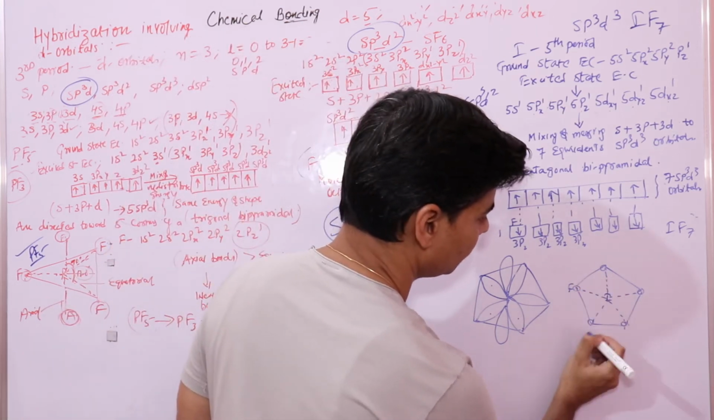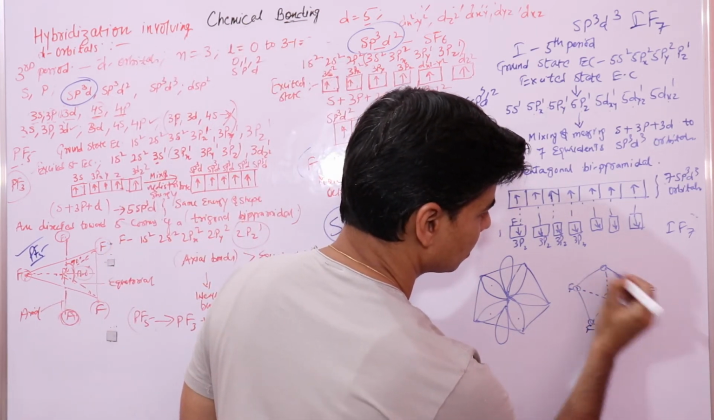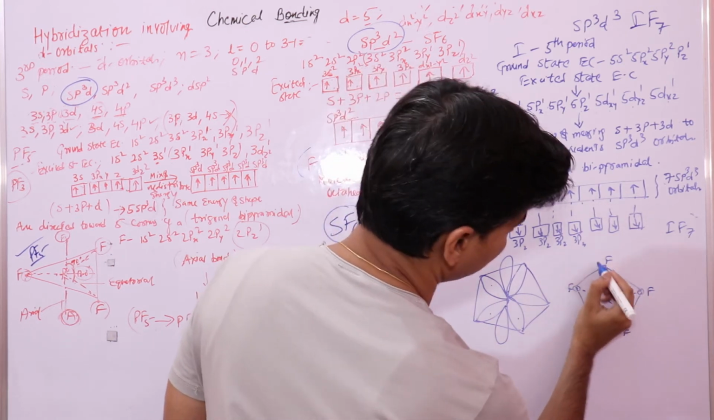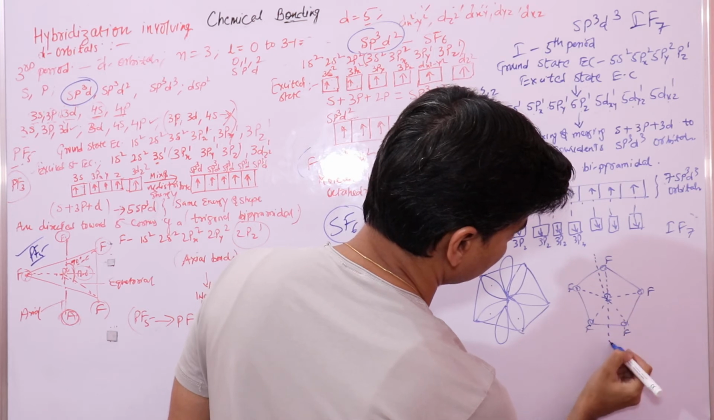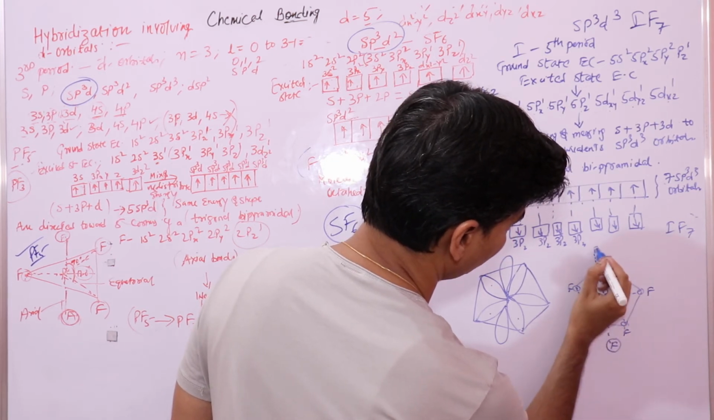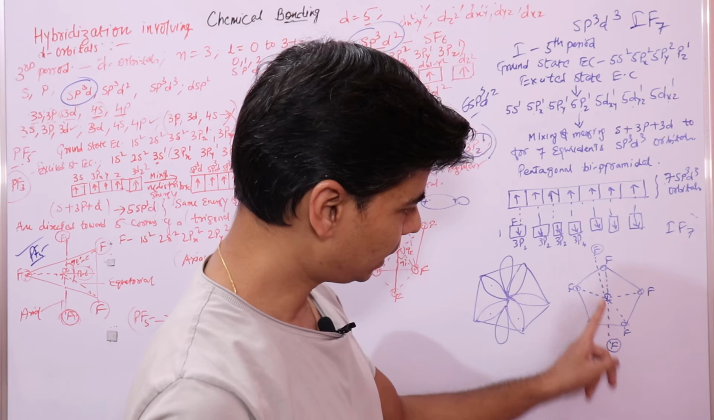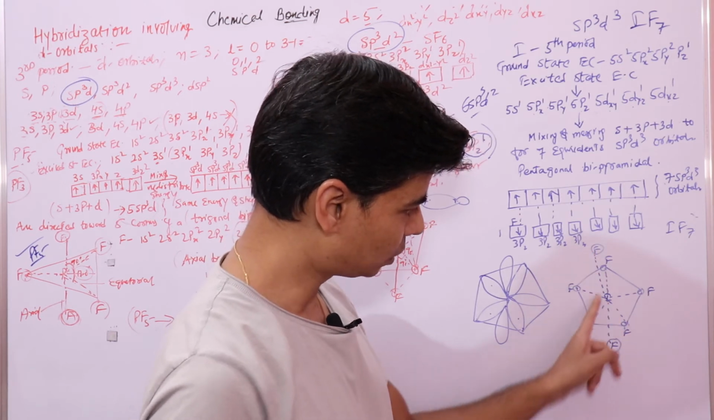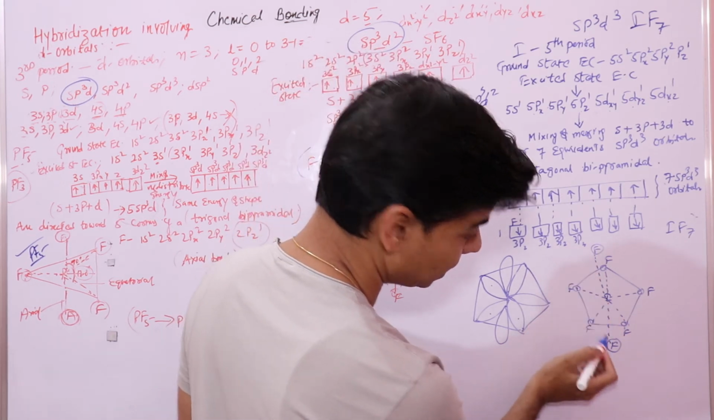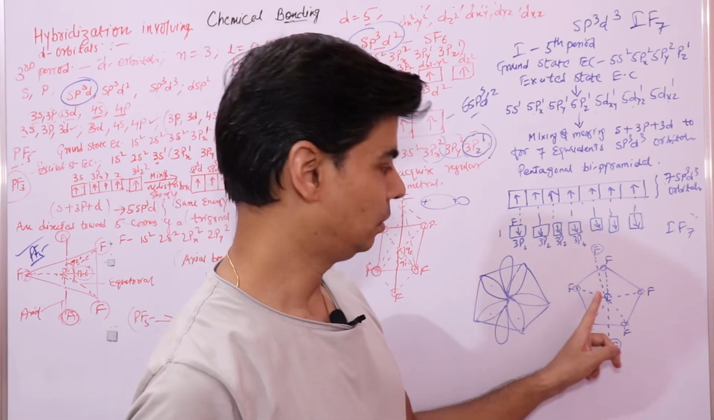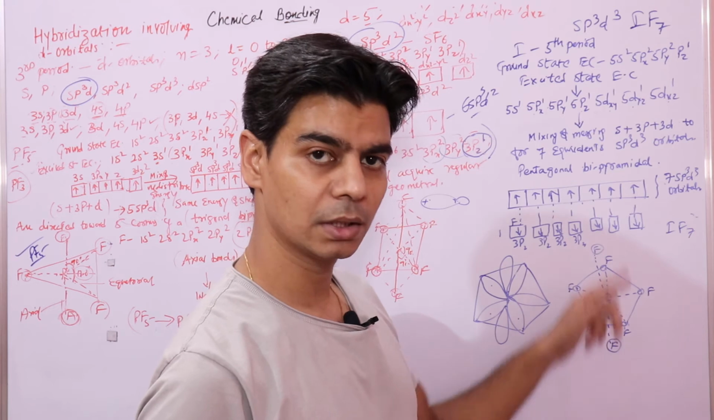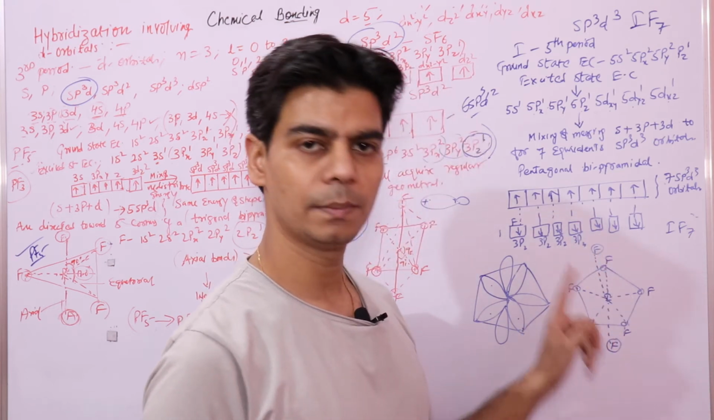So here we have fluorine atoms, right, and you have one fluorine atom here, one fluorine atom here. So these two are axial bonds, right, this one and this one are axial bonds, which are perpendicular to the plane of the pentagon. This one is perpendicular to the plane of the pentagon above, and this one is perpendicular to the plane of the pentagon below, right.